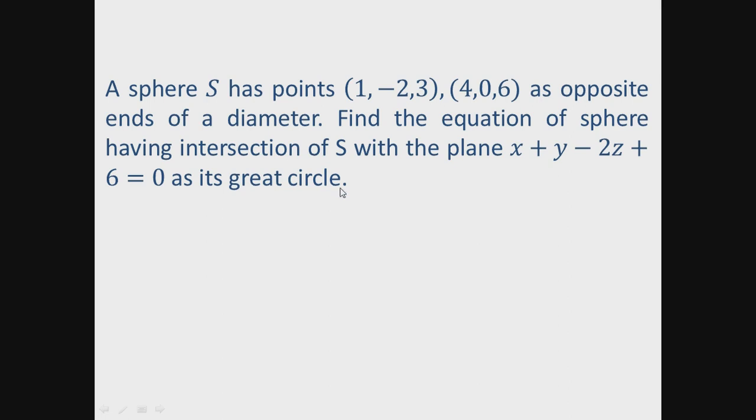And in the previous problem we already saw how to find the center and radius where we are given a sphere and a plane. Now here we are given two points, the end points of a diameter. Making use of these end points, the distance between them divided by 2 will be the radius and the center will be the midpoint of these two. By using the midpoint formula, it is 1 plus 4 by 2, minus 2 plus 0 by 2, 3 plus 6 by 2. That is the center. Making use of that center and radius, we can get the equation of the sphere.